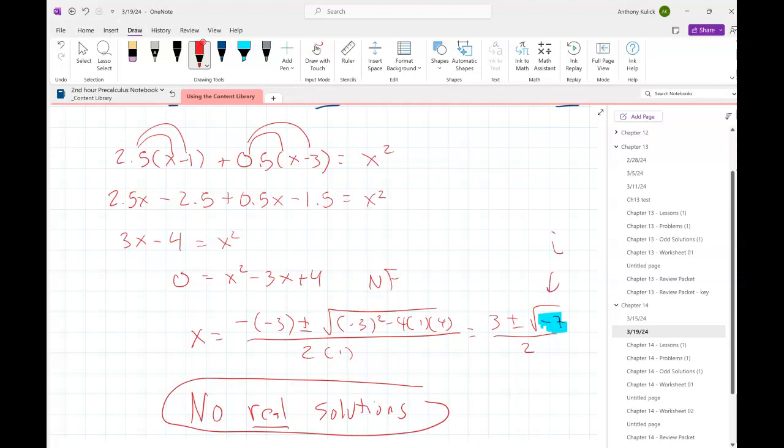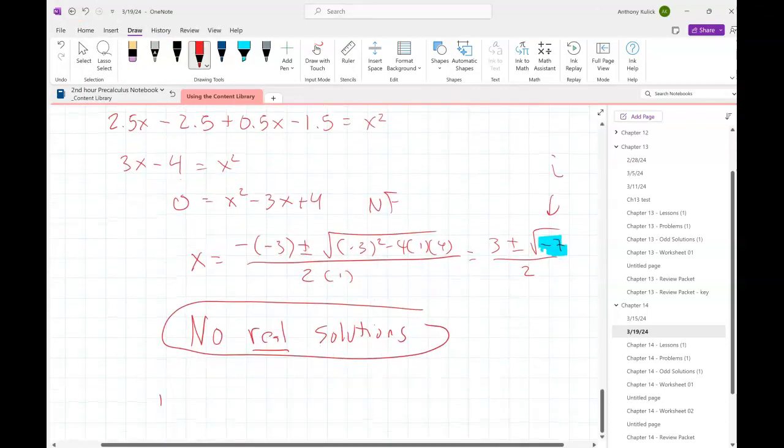Because that piece would give us an i. That's all I want to do today. You guys should now be able to work on numbers 25 through 32.